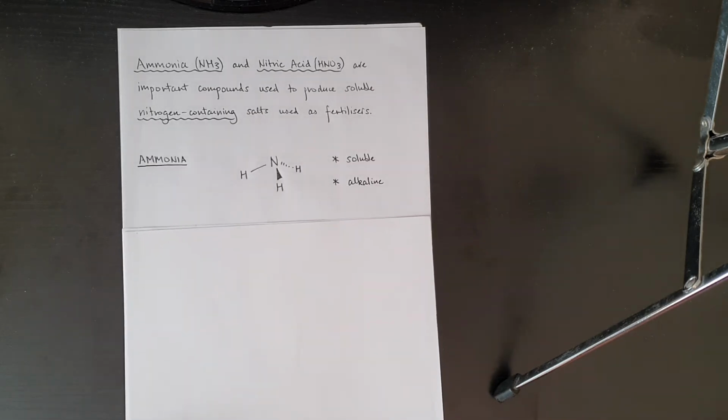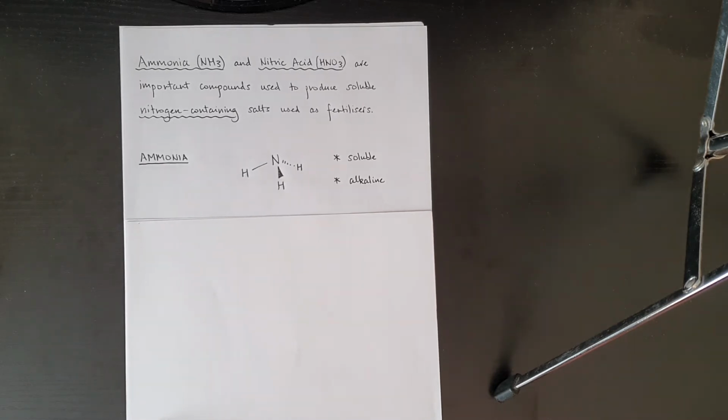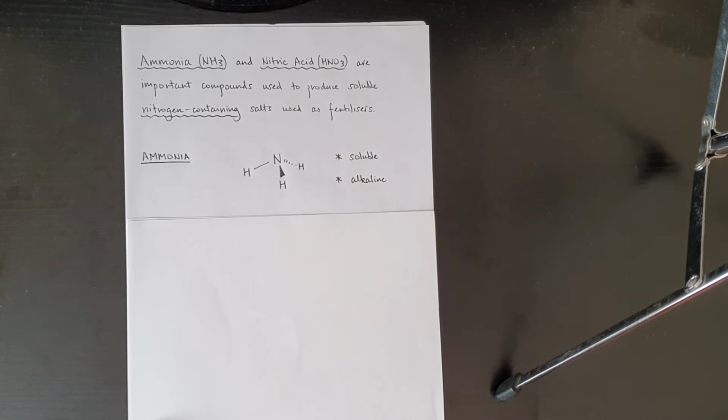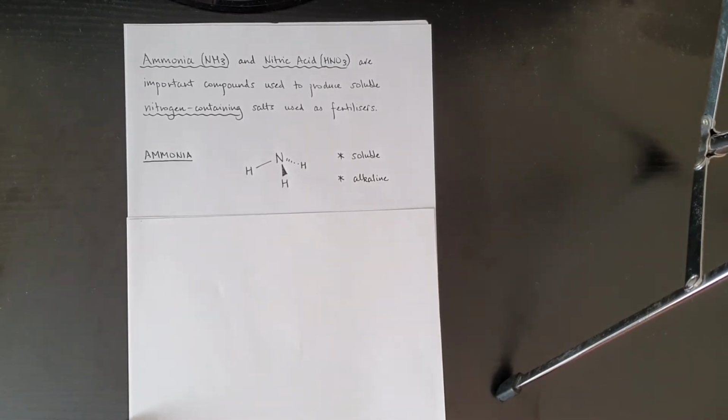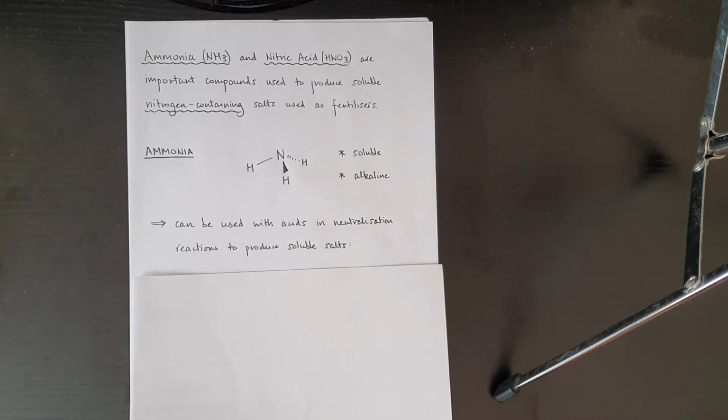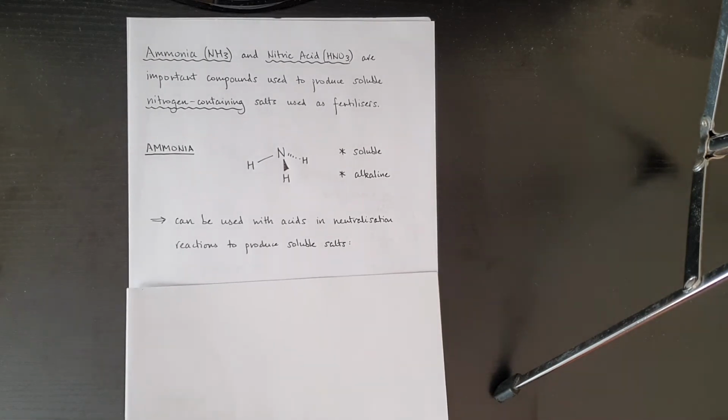So starting off, we have ammonia, which looks like this. It's a structure that we should be familiar with in terms of its shape from Unit 1, and its formula is NH3. And what we really need to know about it in terms of properties is that it's soluble, so it can be used to produce nitrogen-containing salts which can be dissolved in the soil. And it's also alkaline, or it forms alkaline solutions. So what we're saying is it can also be used with acids in neutralization reactions to produce these soluble salts. So that's how we get to what we need.